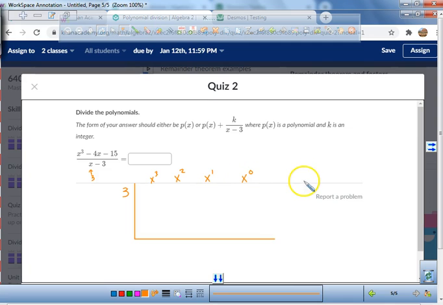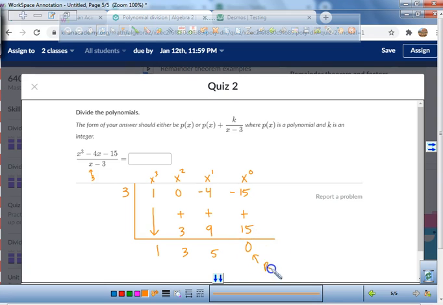So how many x cubes do I have? 1. How many x squareds do I have? Nothing. How many x's do I have? Negative 4. And what do I have at the end? Minus 15. All right. So once again, we're going to drop down the 1. Multiply 3 times 1, which is 3. Add these together, you get 3. Multiply those together, you get 9. Add those together, you get 5. Multiply those together, you get 15. And our answer is super easy.